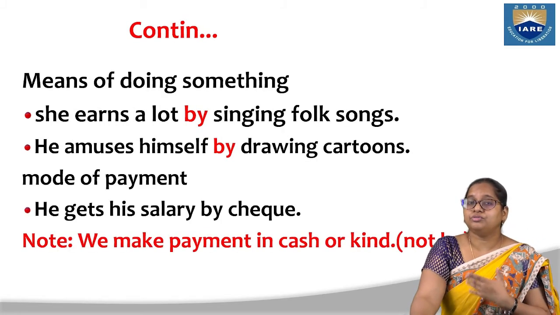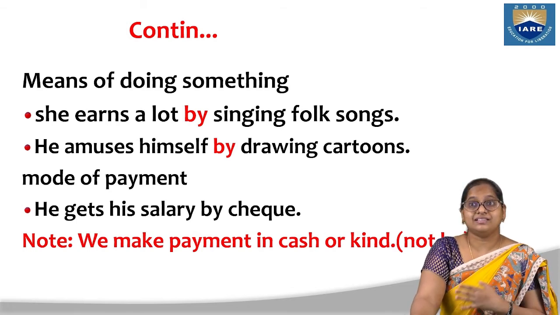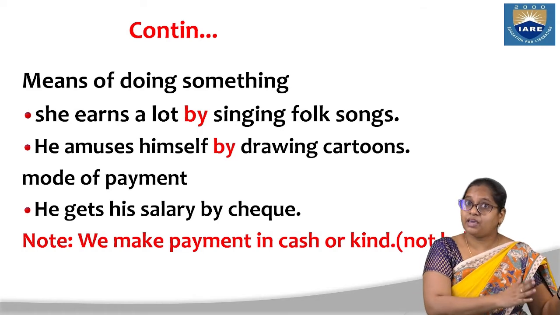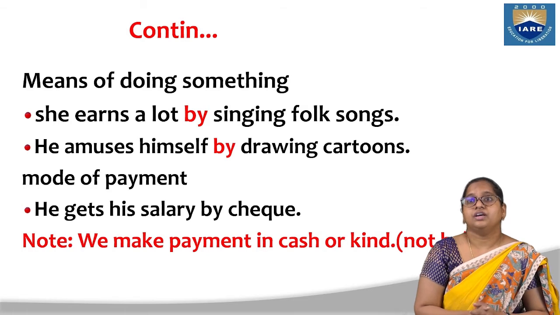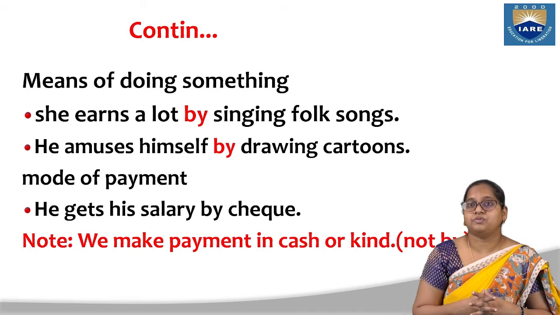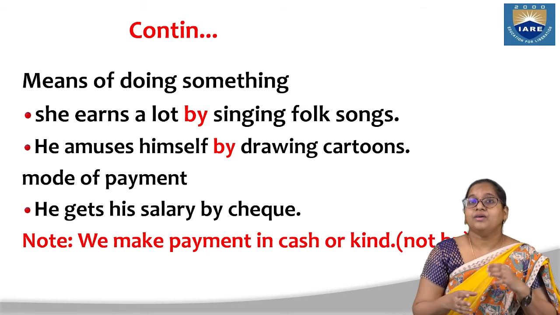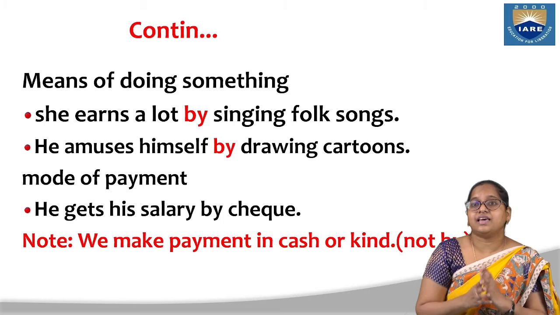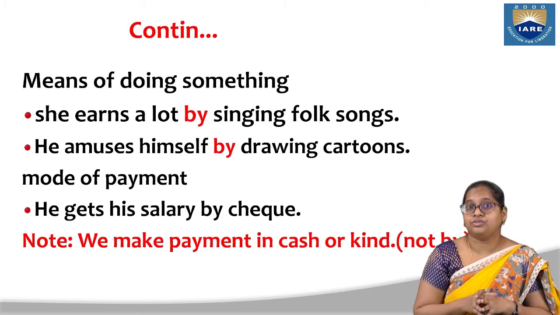Next, when you are referring to means of doing something: she earns a lot by singing. Means of doing, she does it by means of. He amuses himself by drawing cartoons. Also, you can use the preposition by when you are referring to mode of payment. Example, he gets his salary by check. By check, mode of payment.